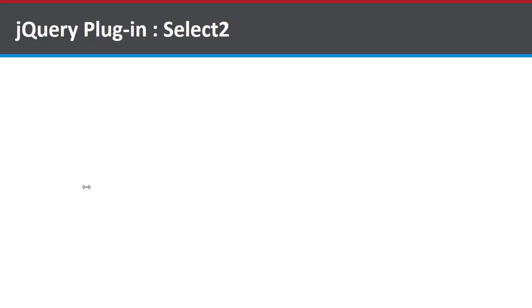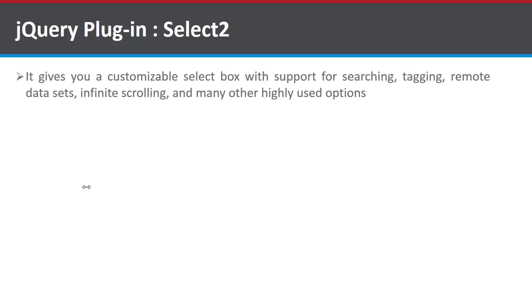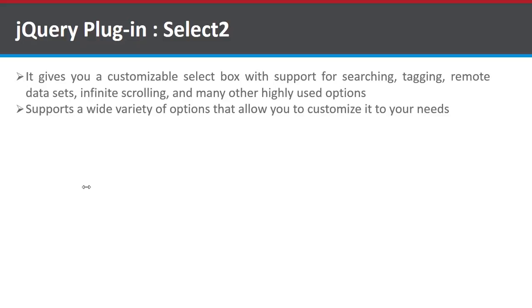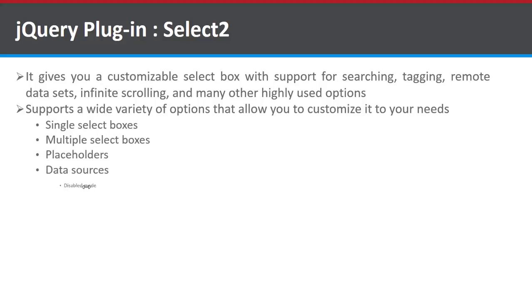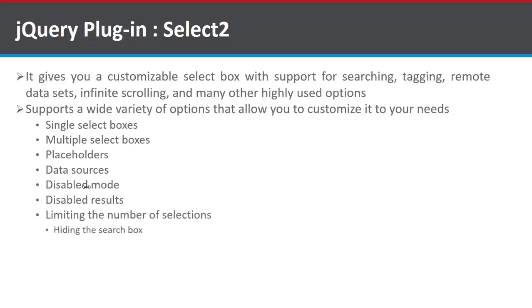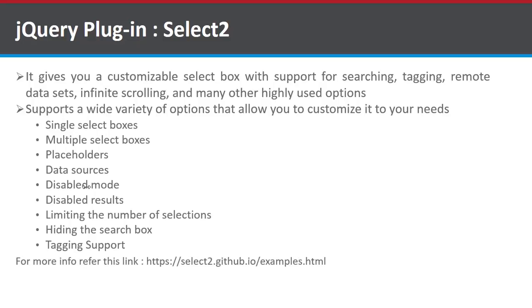Now let's move to another jQuery plugin, Select2. It gives you a customizable select box with support for searching, tagging, remote data sets, infinite scrolling, and many other highly used options. Supports a wide variety of options that allow you to customize it to your needs. Features of Select2 are single select boxes, multiple select boxes, placeholders, data sources, disabled mode, disabled results, limiting the number of selections, hiding the search box, and tagging support. For more information, you can also refer to this link.